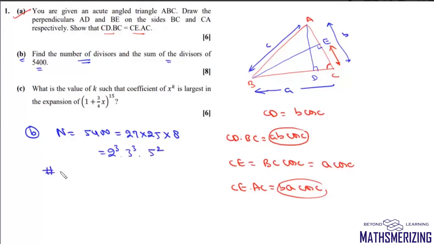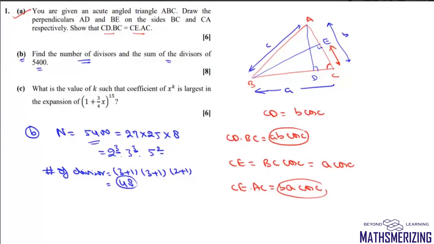Now number of divisors is given by A plus 1, B plus 1 and C plus 1, where A, B, C are powers of prime exponent. So it will be 3 plus 1, 3 plus 1 and then 2 plus 1. So it will be 4 and 4 16. 16 into 3 is 48. So number of divisors of 5400 is simply 48.